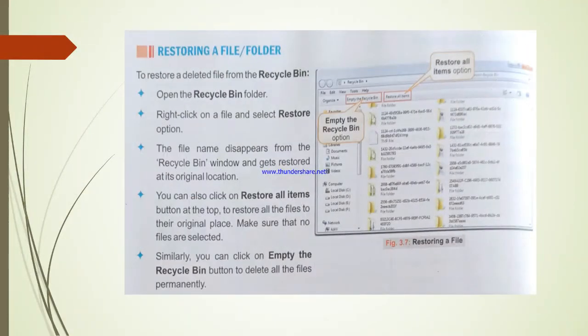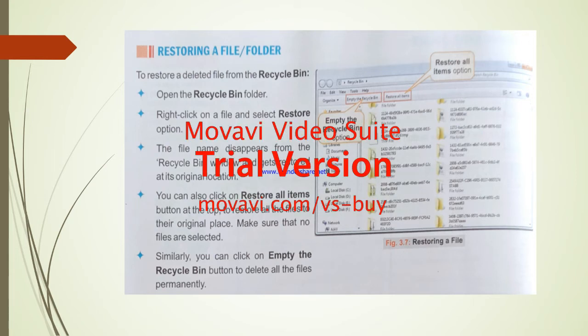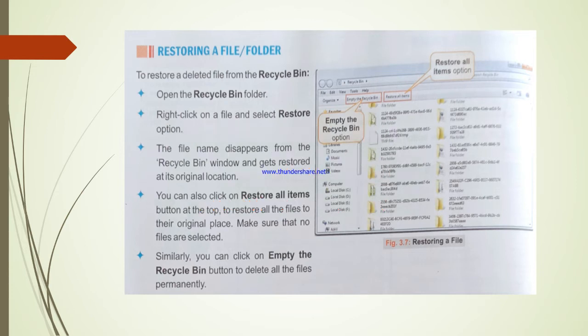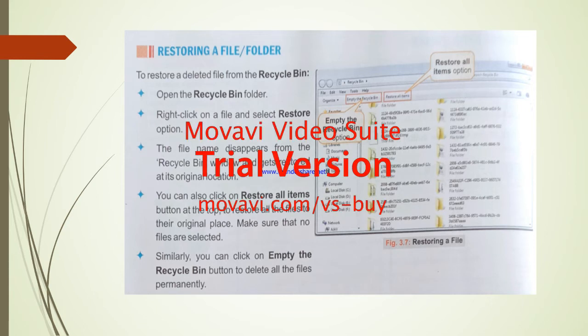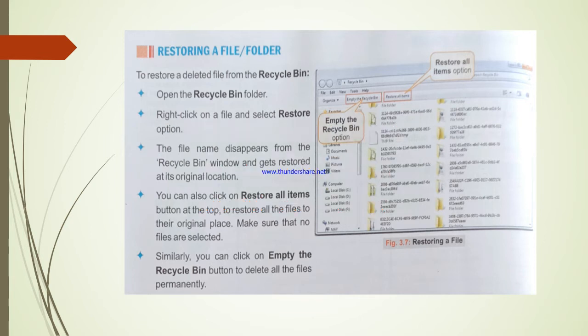To restore a deleted file from the recycle bin, open the recycle bin folder, right click on a file and select the restore option. The file name disappears from the recycle bin window and gets restored at its original location. You can also click on the restore all items button at the top to restore all the files to their original place. Make sure that no files are selected.